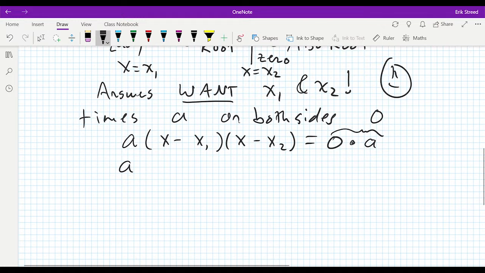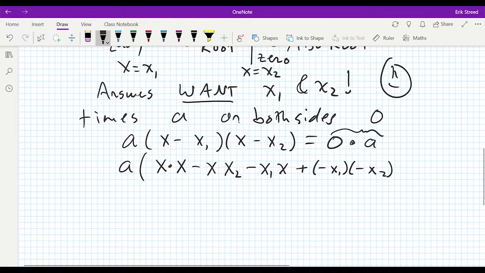And what are we going to have over here? Let's do a FOIL. Okay, so we've got x times x is our first. Now we're going to do outer. So that gives us x times x2. And we notice that we've got a minus sign here, no minus sign here, so we're going to have a minus sign there. Then we're going to do inner. So we've got negative x1 times x. And then we're going to have last. So we've got negative x1 and a negative x2. I'm going to put a positive there, negative x1 times a negative x2.